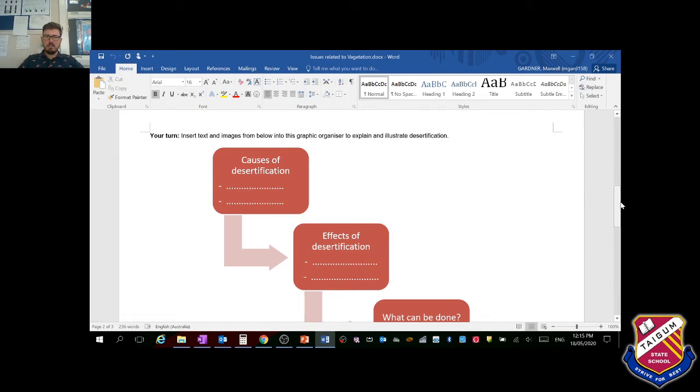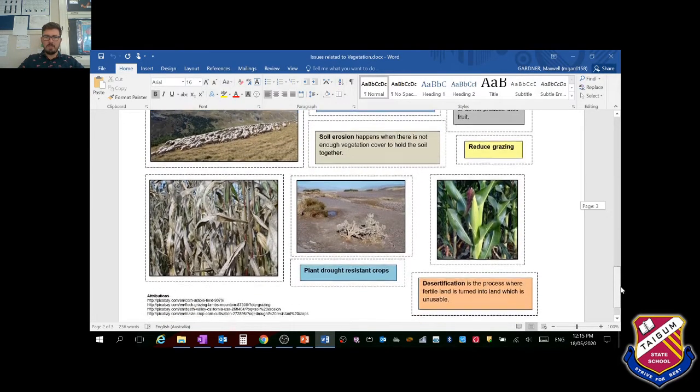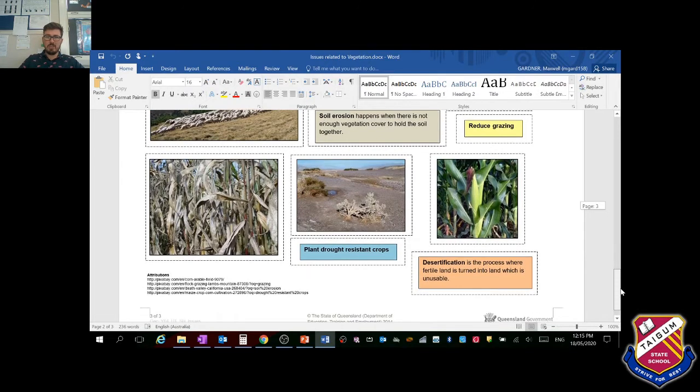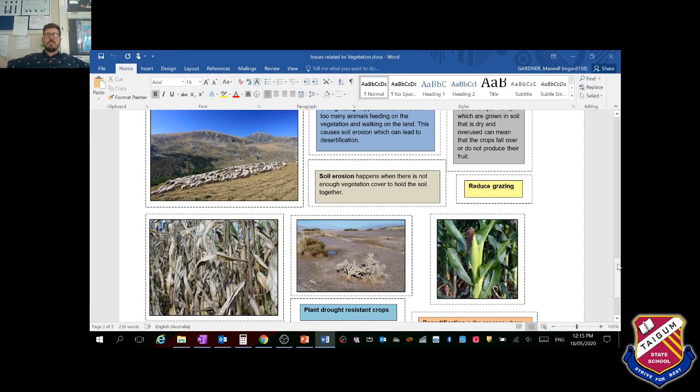Okay? So on the next page, there's a whole bunch of information about desertification, which you can see here is the process where fertile land is turned into land which is unusable. So if you've got these beautiful grassy fields, there's lots of things you can do with them. You can have cattle, sheep, all different kinds of livestock. If there's lots of rainfall, you can grow lots of different crops.